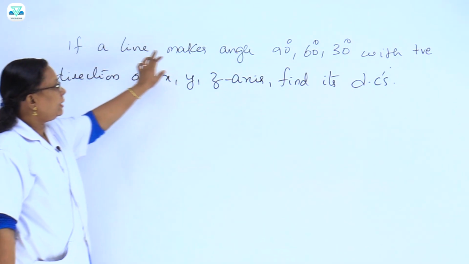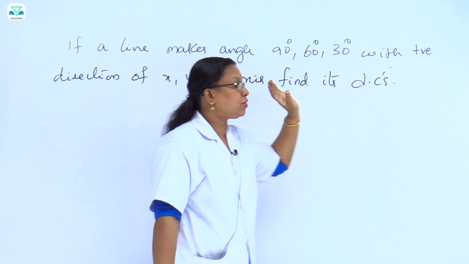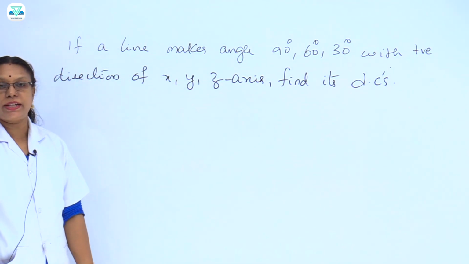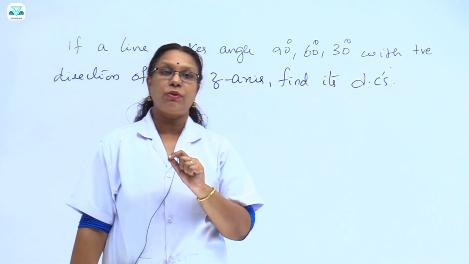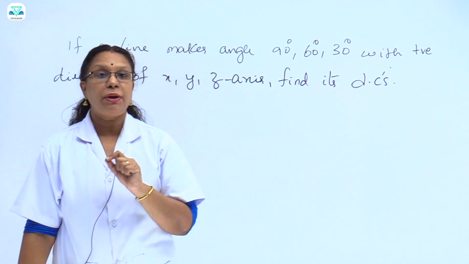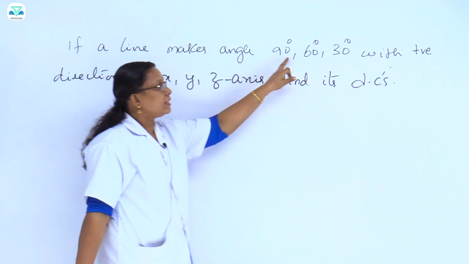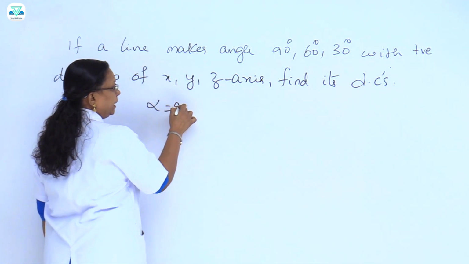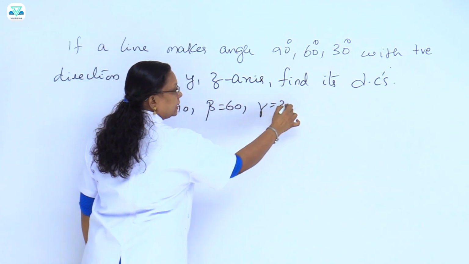Problem: if a line makes angles 90, 60, 30 degrees with the positive direction of the x, y, z axes, find its direction cosines. To find direction cosines, we know it is cos alpha, cos beta, cos gamma. Alpha, beta, gamma are direction angles. Here direction angles are given. So we can write alpha is 90 degrees, beta is 60 degrees and gamma is 30 degrees.